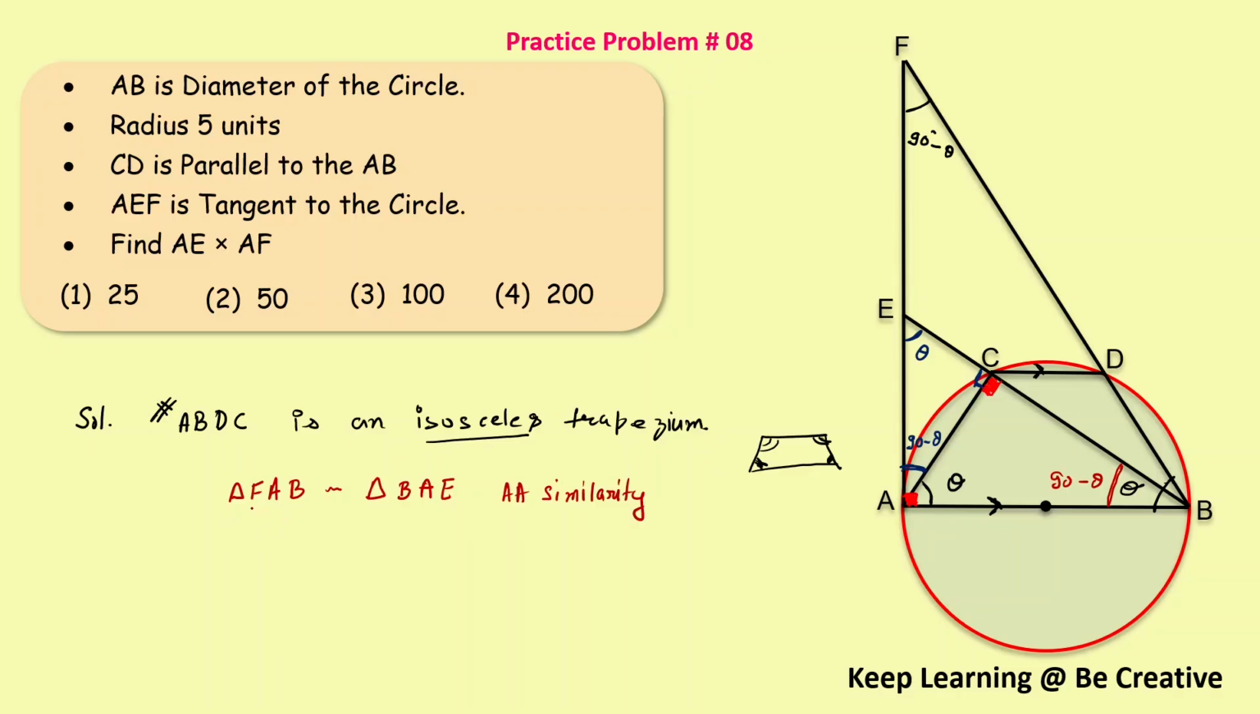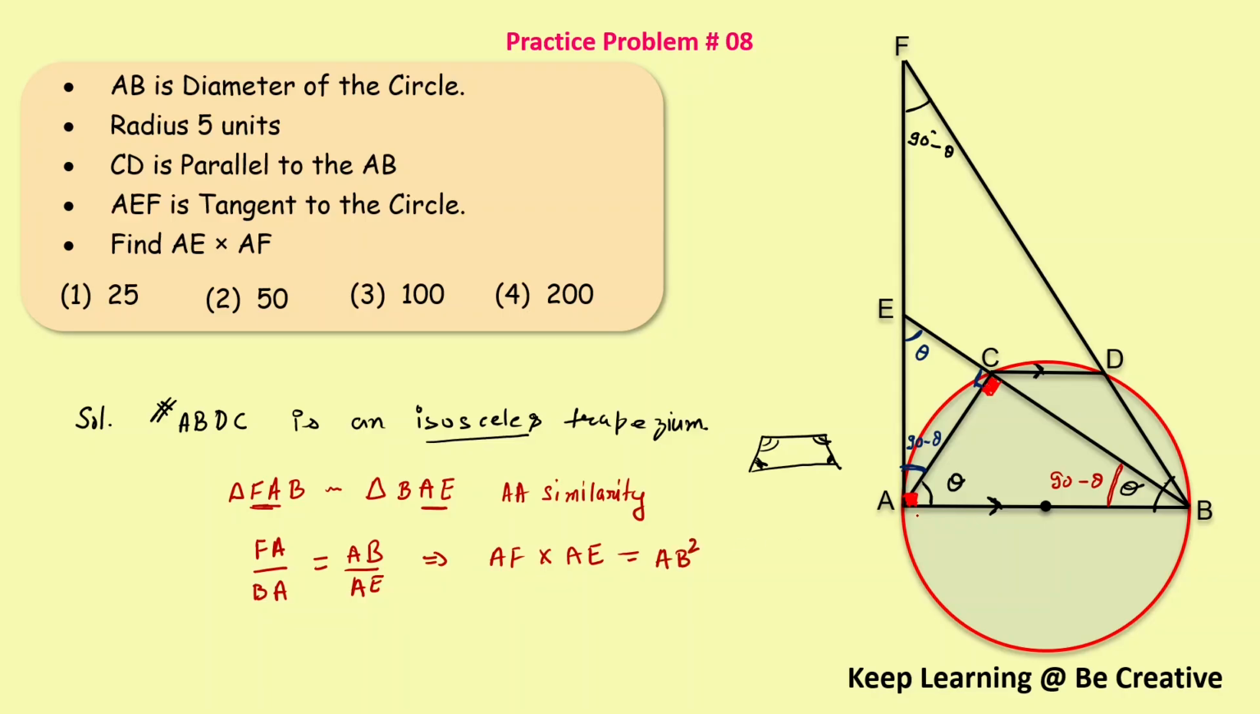Now since these two triangles are similar, what I needed is AF and I need AE. So let me write down the ratios of the sides. I can write FA, and corresponding to that I have BA, equals, here I need AE, so from the last two letters of the first triangle, I have to take AB, that is AB upon AE. Now on cross multiplying I'm going to get AF into AE equals AB square.